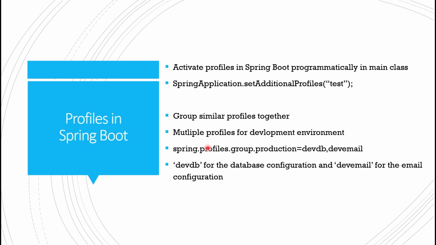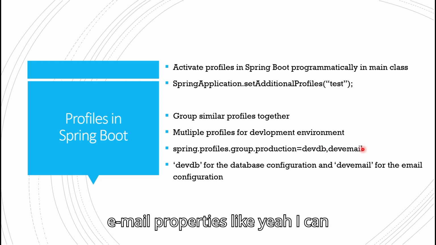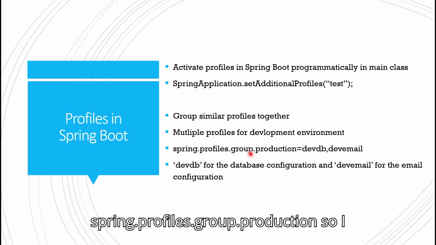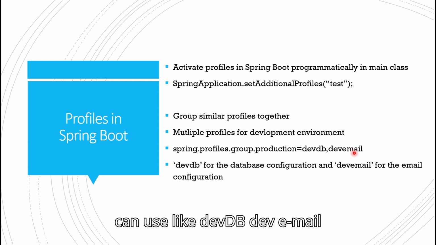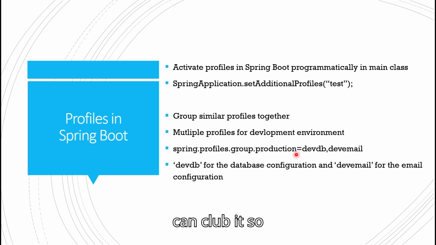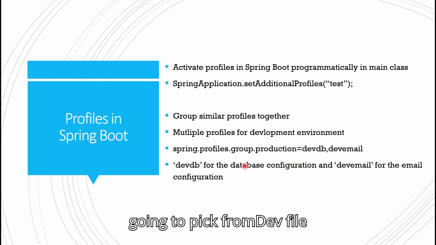So there are different profiles for the development environment, like I have a DB and the email properties, and I can club them for production. Spring.profiles.group.production, so I can use dev DB, dev email. So whatever dev-related DB property and dev-related email, I can club them. That's how this dev DB is going to pick from the dev file, and the email property as well.